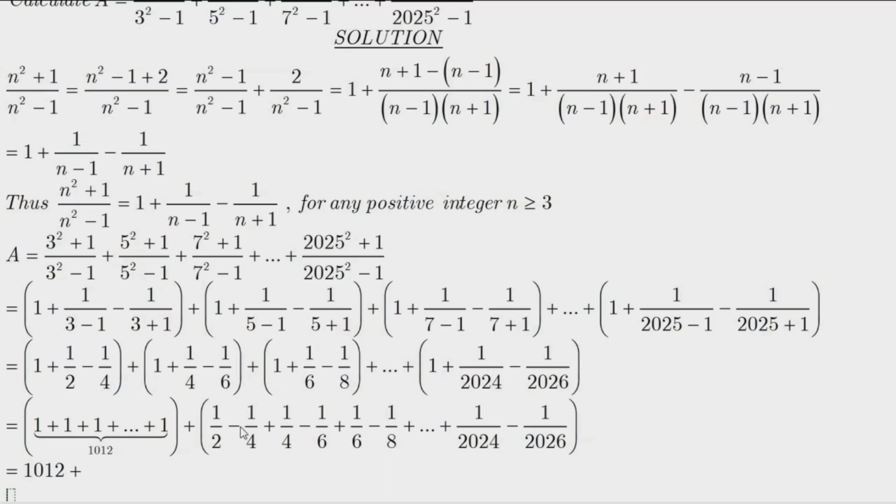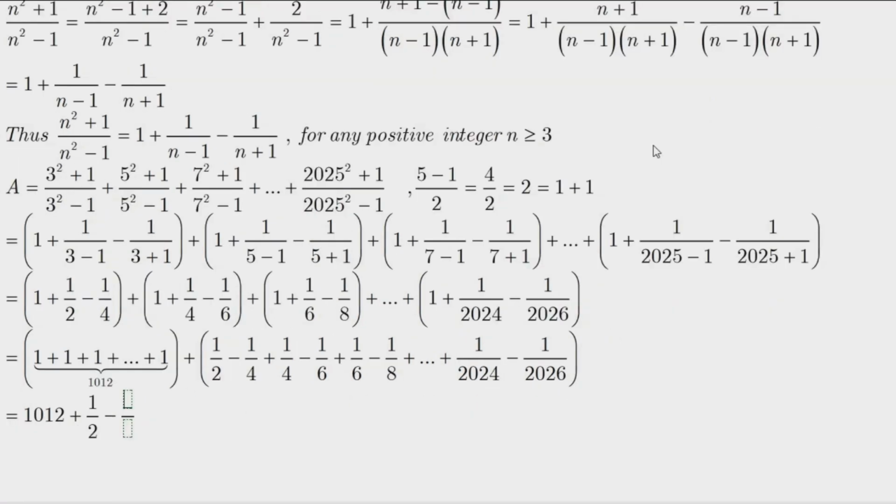Now we have to simplify this fraction. Minus 1/4 plus 1/4 can be cancelled, and this also cancels, and we keep cancelling until the last one, which is 1 divided by 2024. We are left with 1/2, and then minus 1 divided by 2026.